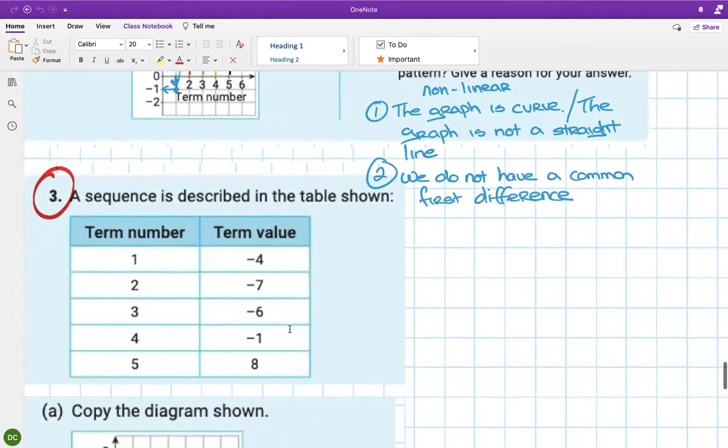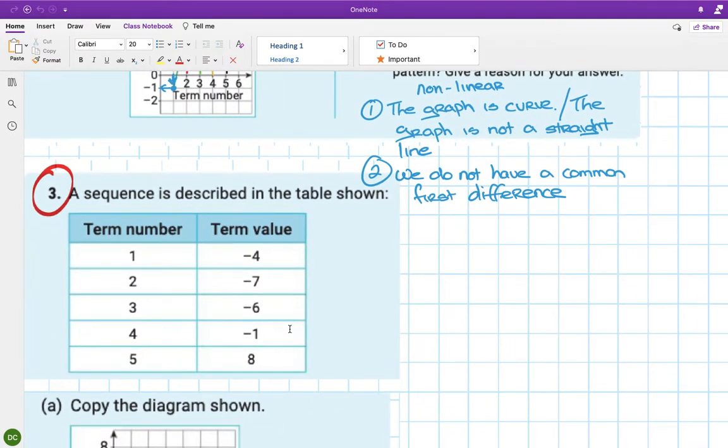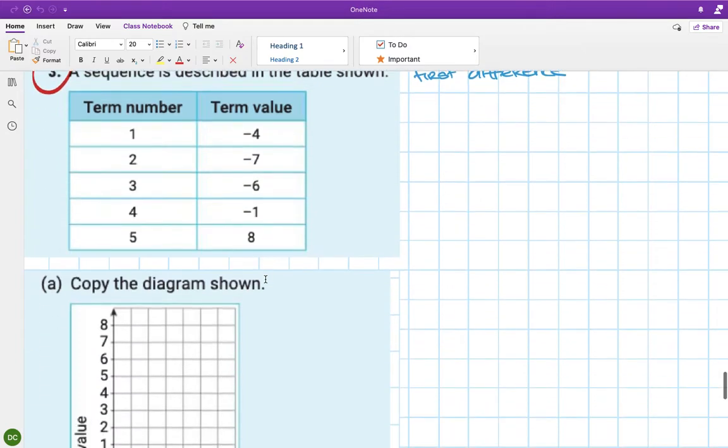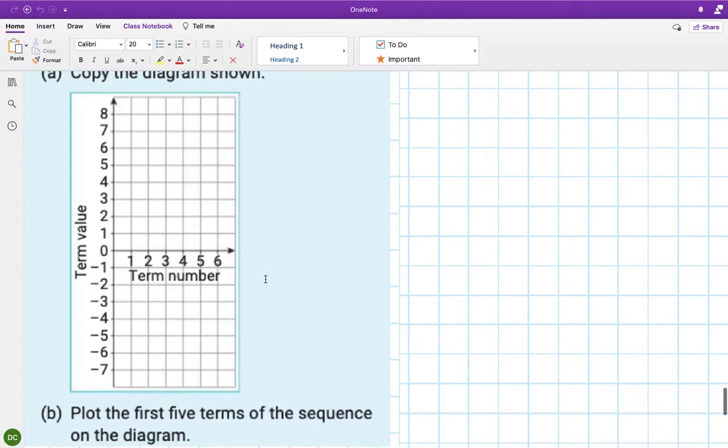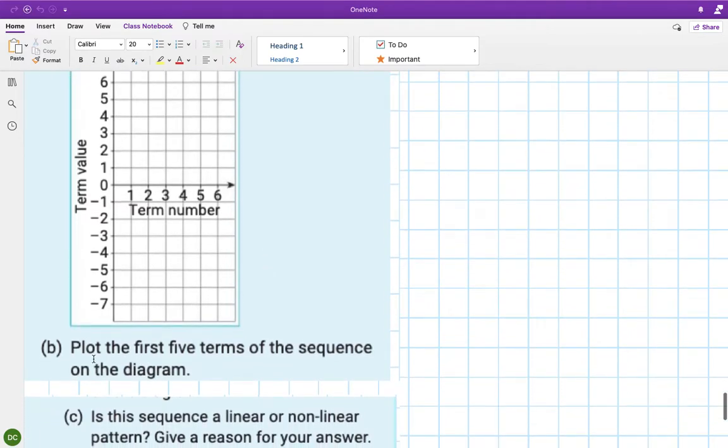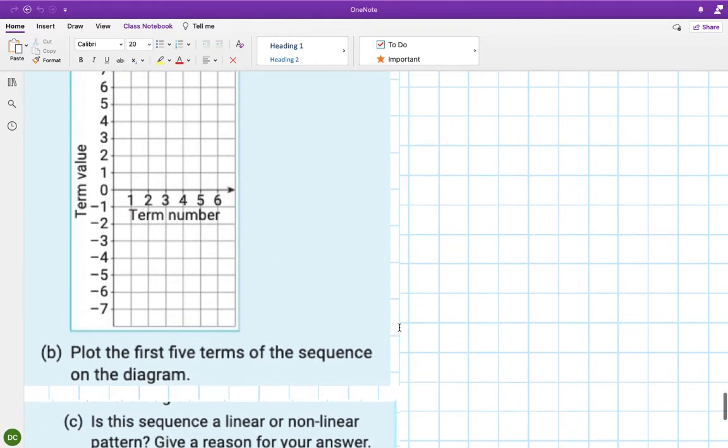Second question. A sequence is described in the table below. So term number 1 has a value of -4. Term number 2 has a value of -7, and so on. Copy the diagram shown, grand. And then plot the first 5 terms of the sequence.